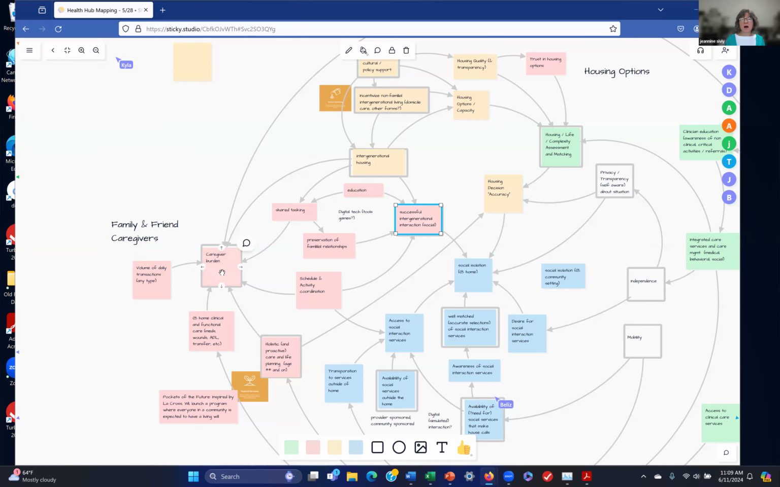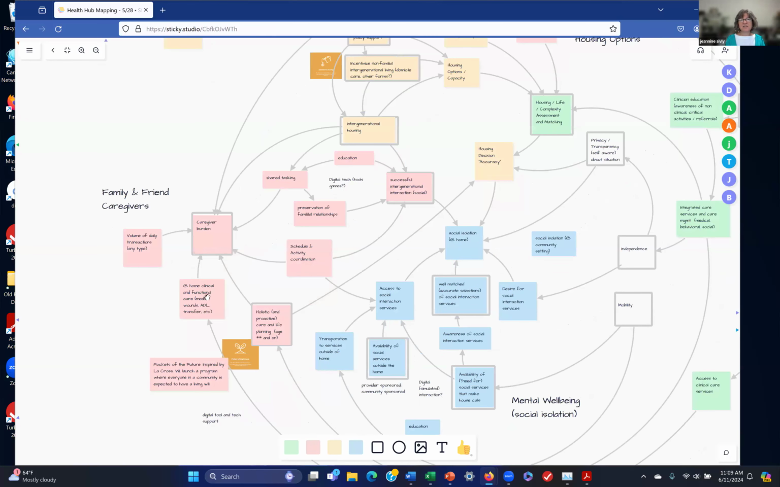So in a few places, I added those connective tissue Post-its, if you will, to make the logic flow. The other thing I did for caregiver burden, we had overloaded 1 or 2 Post-its with quite a lot. So we talked about the volume of caregiver transactions and the types of caregiver transactions. And I split those apart to say at-home clinical and functional care is different than at-home schedule and activity coordination. And the volume of both of those are all inputs to caregiver burden. And then I connected the dots between intergenerational housing and interactions and caregiver burden.